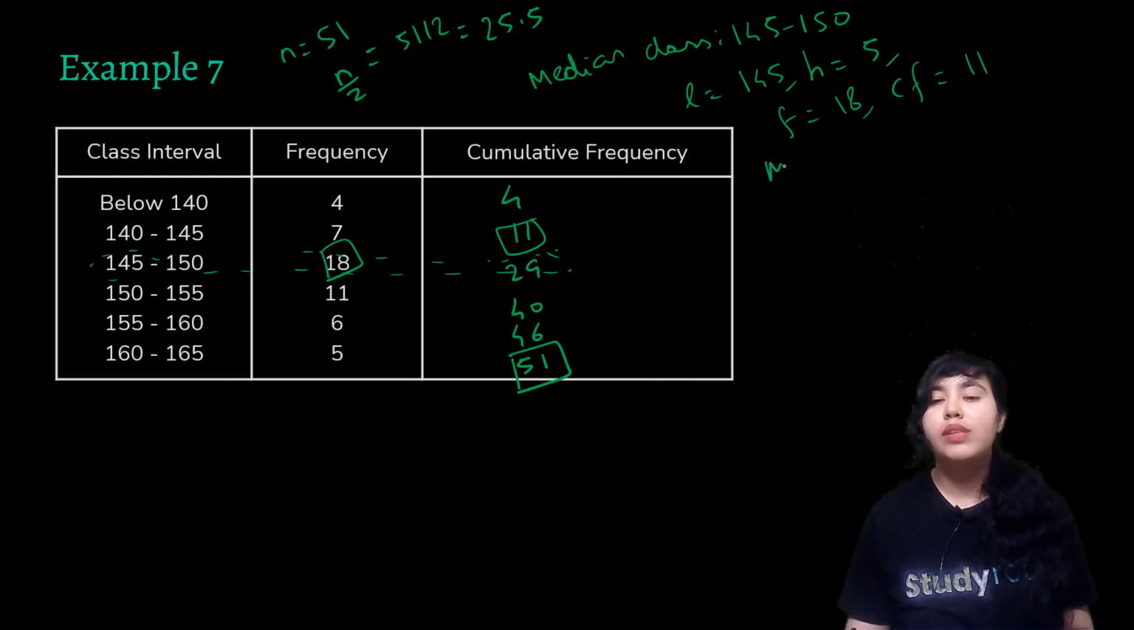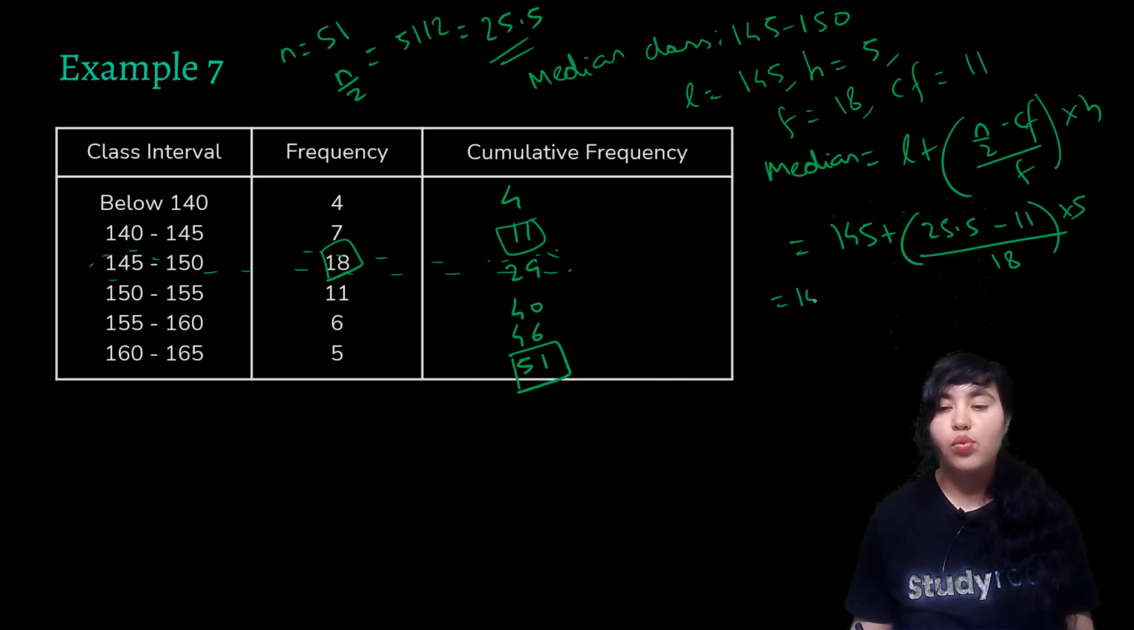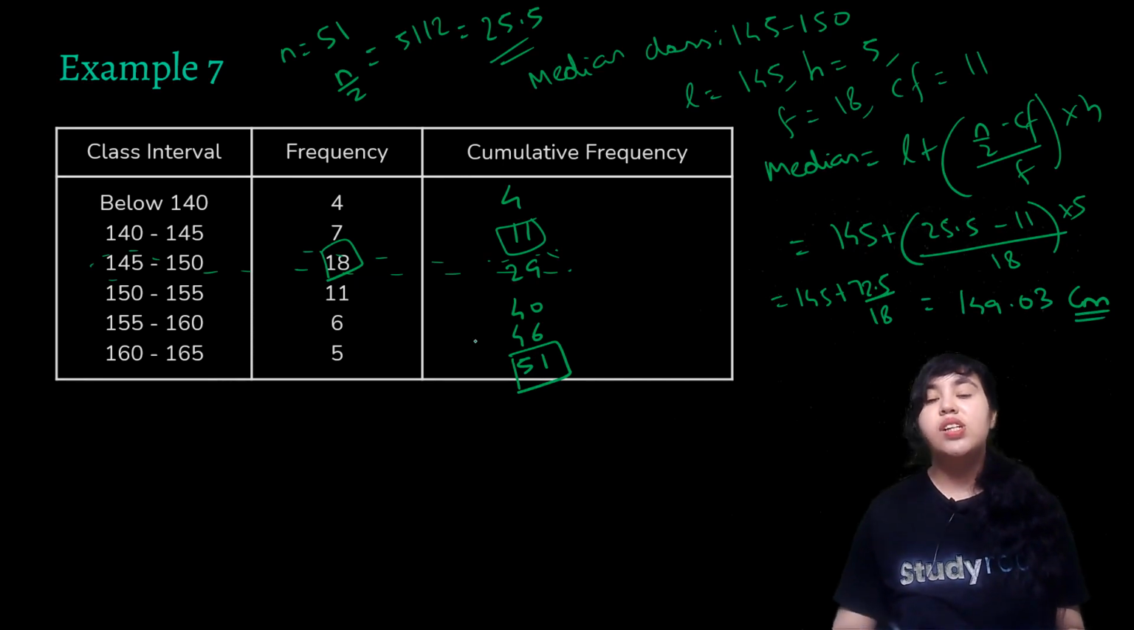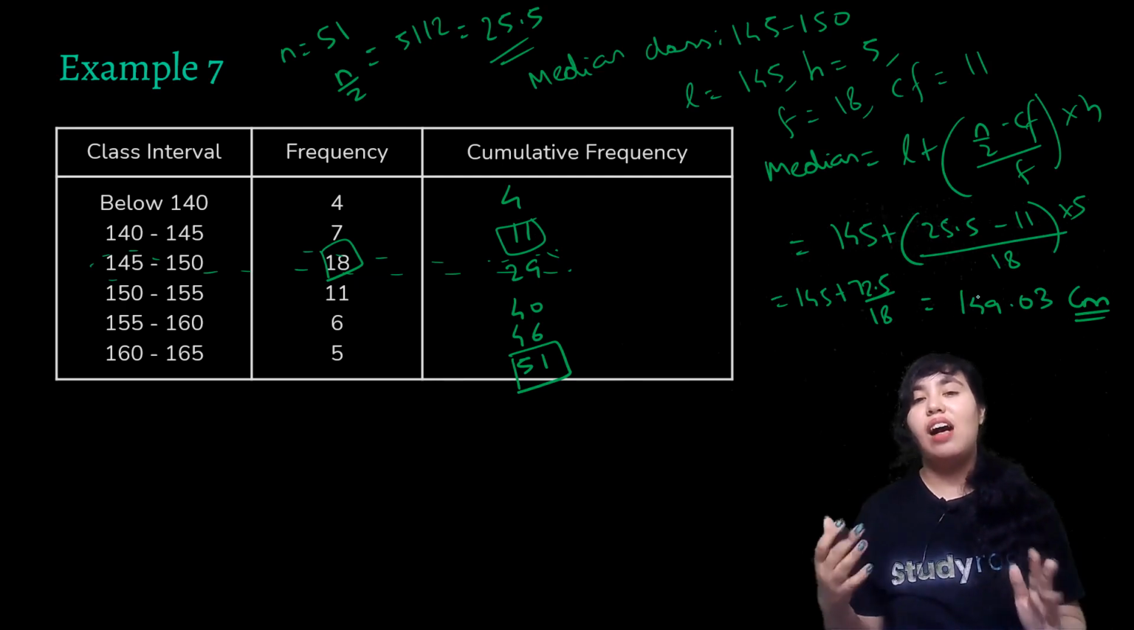So what was the formula for median? It was equal to L plus (n by 2 minus Cf) upon f into h. Let's plug in the values. It will become 145 plus (n by 2, which we've already found as 25.5, minus the cumulative frequency 11) upon the frequency 18, and the class size is 5. When you solve this, you will get 145 plus 72.5 upon 18, and ultimately you get the answer as 149.03, but it has a unit, centimeters. So we can say that the median height of girls is 149.03 centimeters, which means half of the girls are taller than this and the other half are shorter than this.